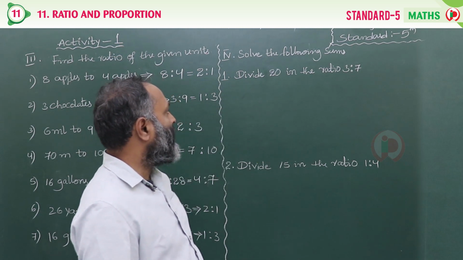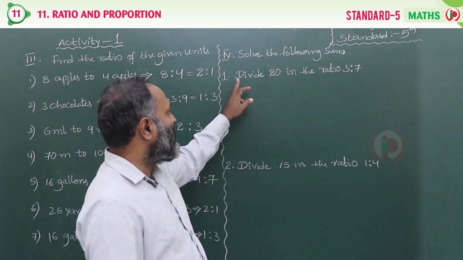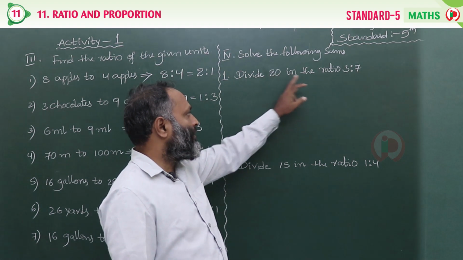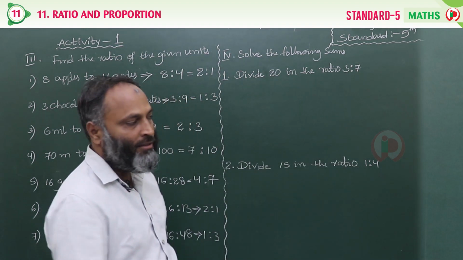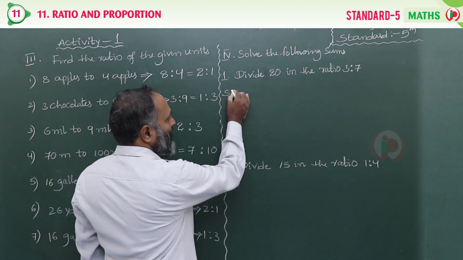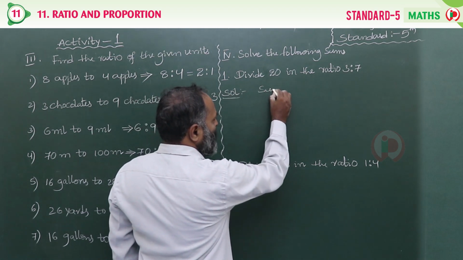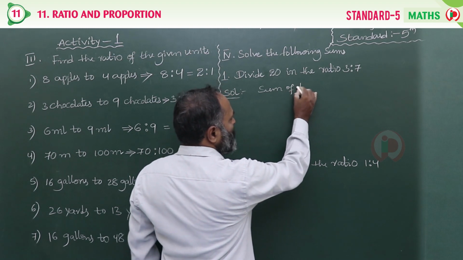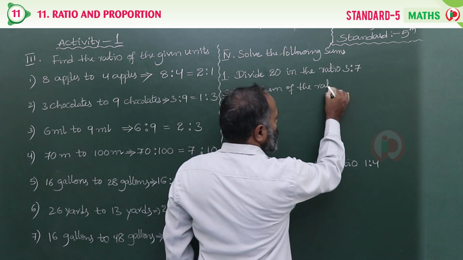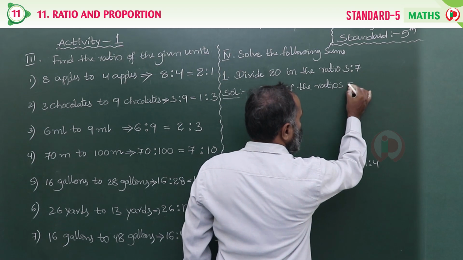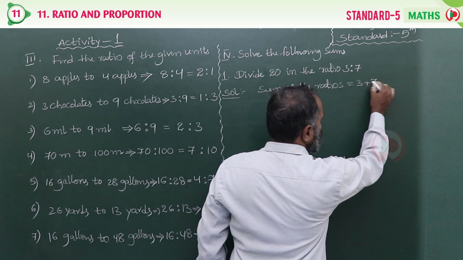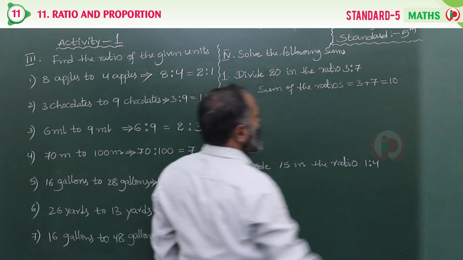Now solve the following sums. Some sums are given that we should find. The first one: divide 20 in the ratio 3 is to 7. How to divide the number in 3 is to 7? First we should find the sum of the ratios, that is 3 plus 7 is equal to 10. The sum of the ratios is 10.